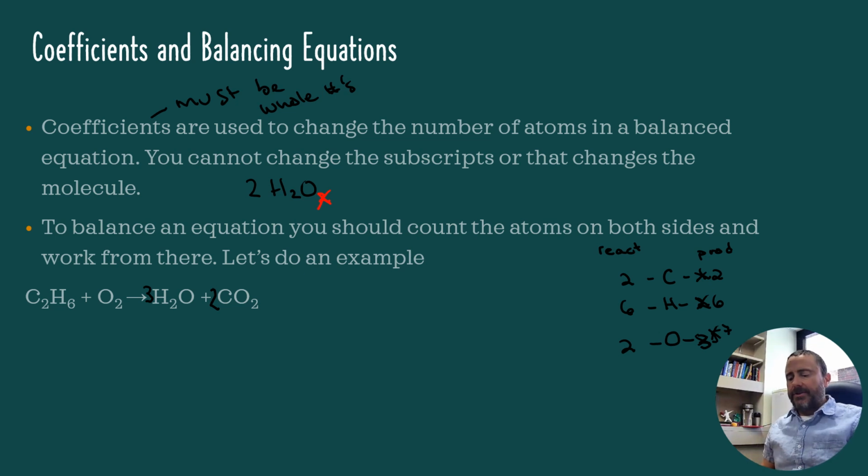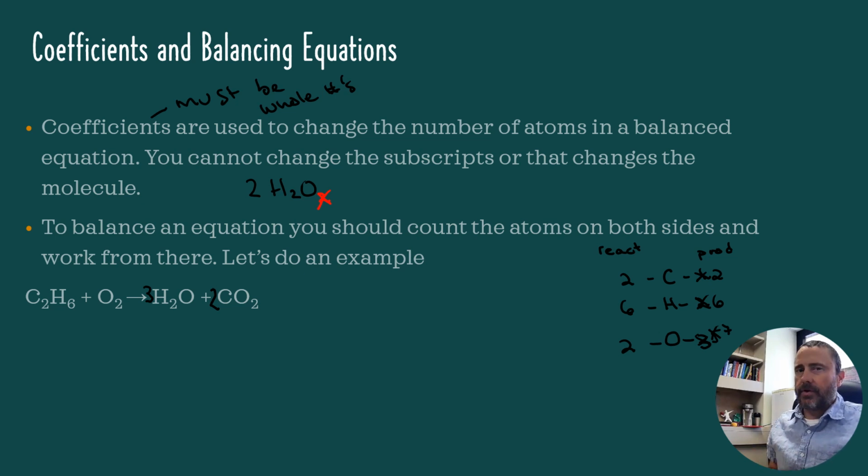Here's where we've got an issue. I have an issue because I have an even number of oxygens on the left-hand side and an odd number on the right-hand side. But I can only really change the coefficient on the number of oxygens, the O2 there, in order to really balance this.